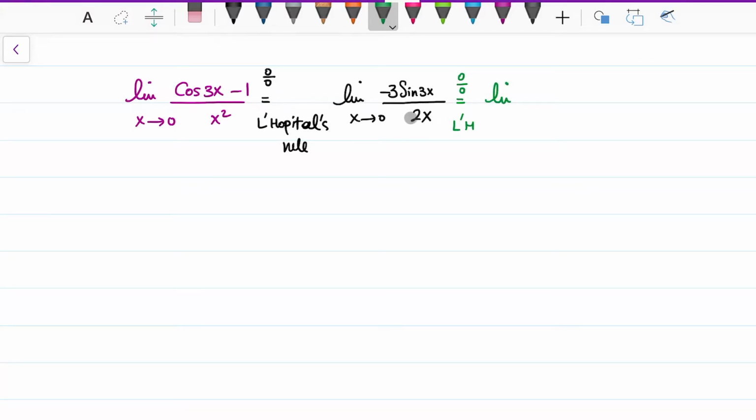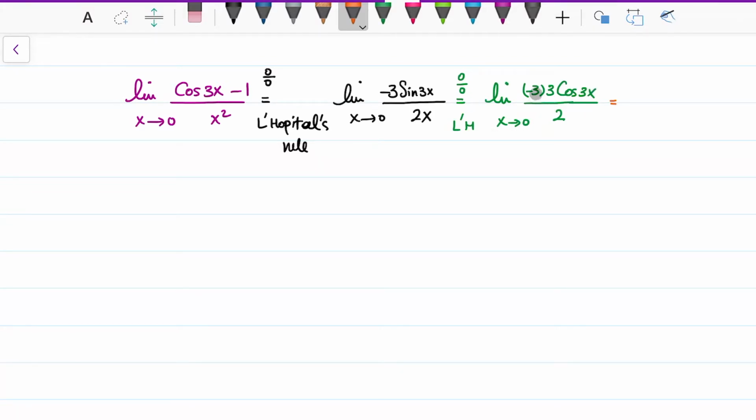I get what? This limit, based on the L'Hopital's rule, is equal to the limit of derivative of top over derivative of the bottom. So derivative of top is negative 3, that's a constant. Derivative of sine of 3x is derivative of inside, which is 3. Derivative of sine is cosine of 3x. That's chain rule. And then derivative of the denominator is 2 as x goes to 0.